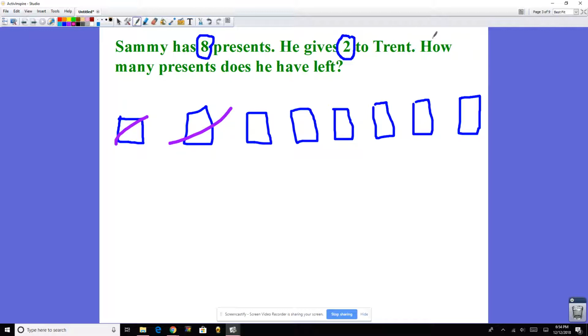Now I'm going to count how many presents Sammy has left. 1, 2, 3, 4, 5, 6. He has 6 presents left. And there is one more word problem for you to do. You have to do it by yourself because I need to see that you are learning while you're watching this video. So flip over your paper and subtract by drawing like we did, and then turn it into the pink basket.